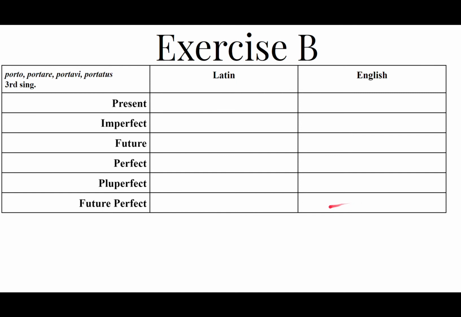Optime. Porta, portare, portavi, portatus. Third person singular. So we want the third person singular for all of these Latin verb forms. A lot of he's, she's, and it's in these English translations, all the way down. So present, imperfect, and future form from the present stem. Second principal part, chop off the re. Write porta for all the blanks.